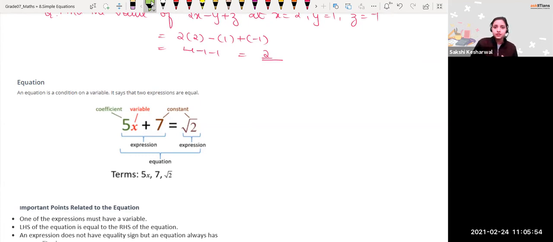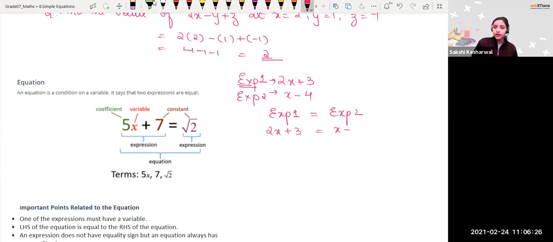Till now we were writing the expression. Now see, you will see the difference. If I write the expression, this is an expression. If I write 2x plus 3, right? This is one expression, expression number 1, right? And if I write this expression as x minus of 4, this is expression 2. Now, if I say that expression 1 is equals to expression 2, right? So this is 2x plus 3 is equals to x minus of 4.